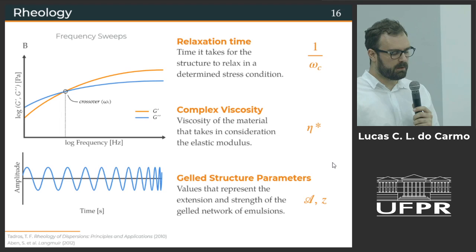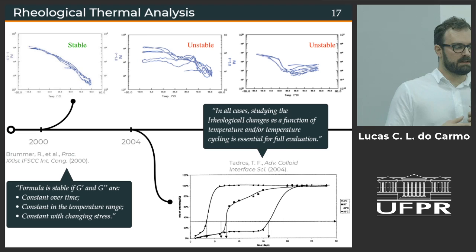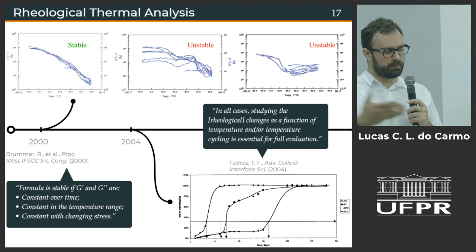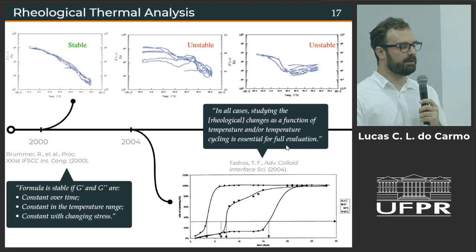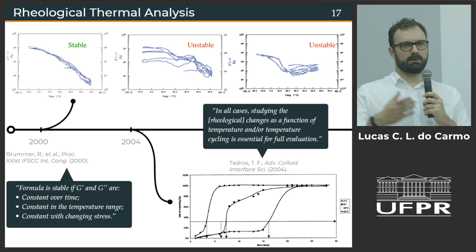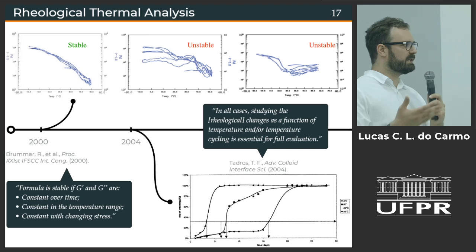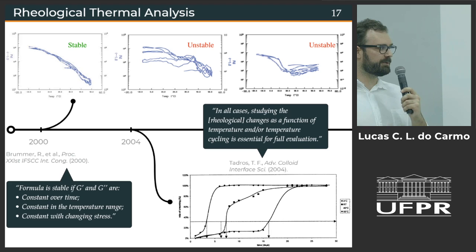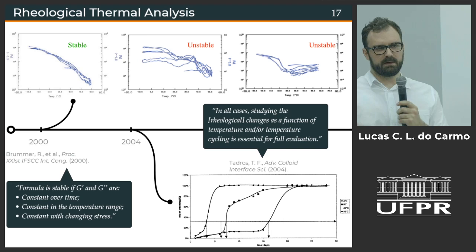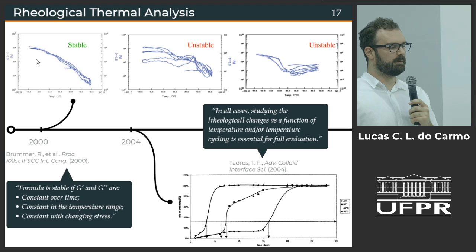Now, the most important experiment that was designed for the project was a rheological thermal analysis, where, like Brummer, we set a constant shear rate, shear frequency, and shear tension, and vary the temperature over cycles. In 2000, Brummer found that if you have temperature cycles being applied over the samples, and G prime and G double prime, the elastic and viscous moduli, are constant over time, constant in the temperature range, and constant with changing stresses, and that stress can be either temperature or humidity or storage time, then you have a stable formulation. So here on the top left, he described this formula as being a stable formula.